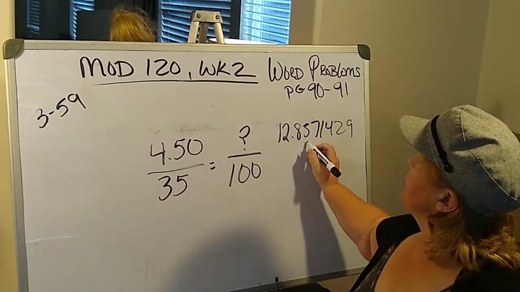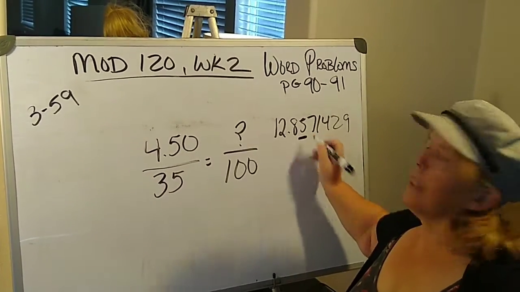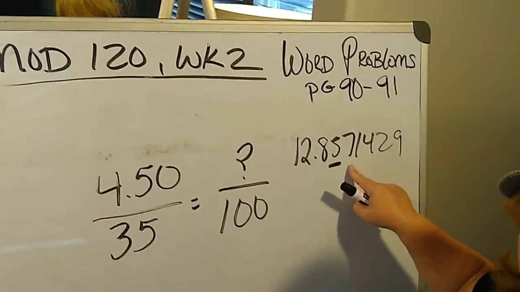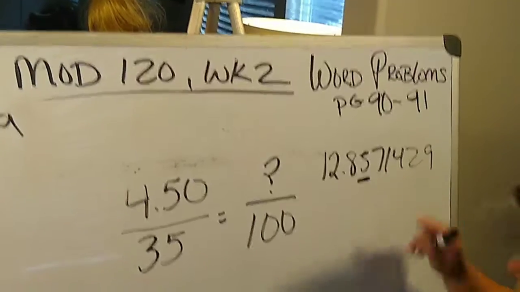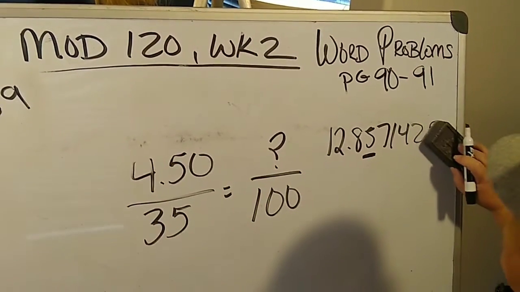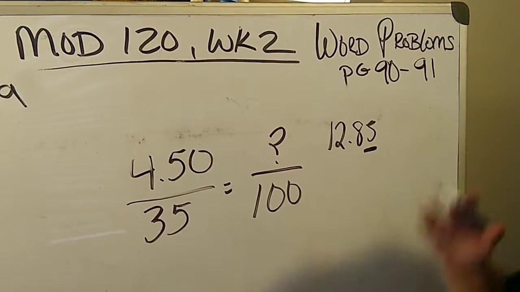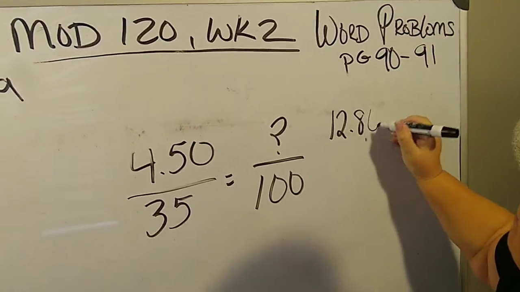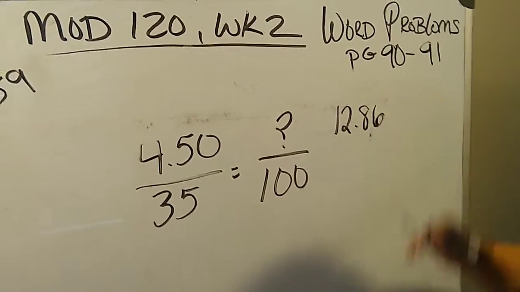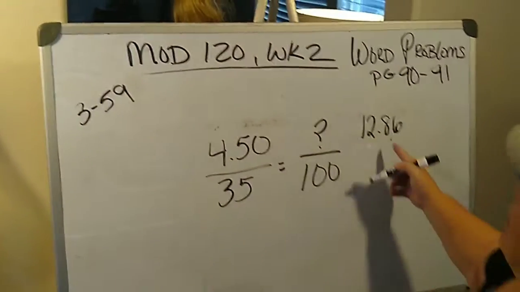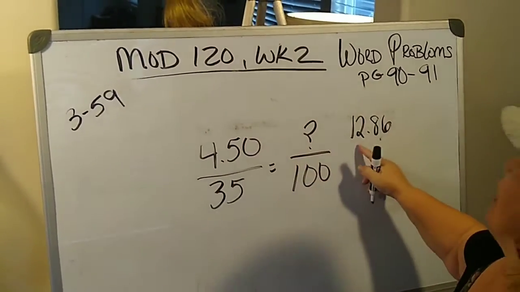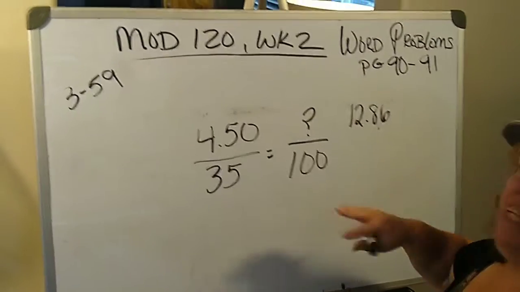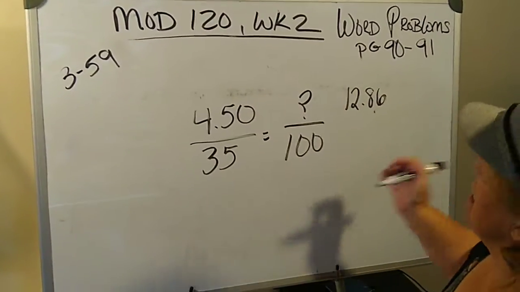What is the hundredths column? It's right here. Okay. So since the number next to that 5 is a 7, what do I do? What changes? Well, if you said that this number here goes up, then you are correct, because that is greater than 5. So $4.50 is 12.86%, but that's not the percent of increase. That's the percent of the difference.